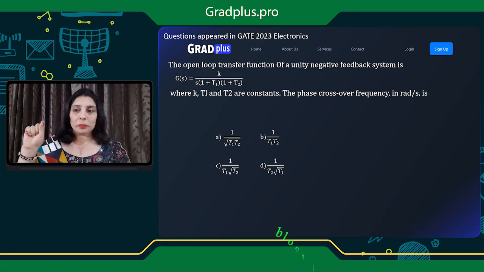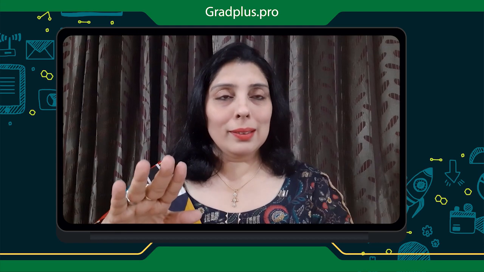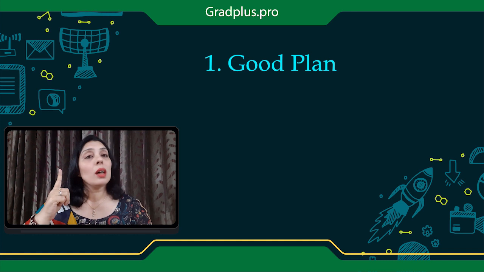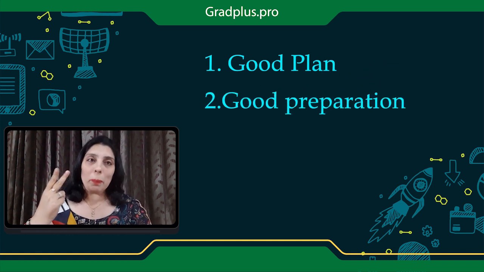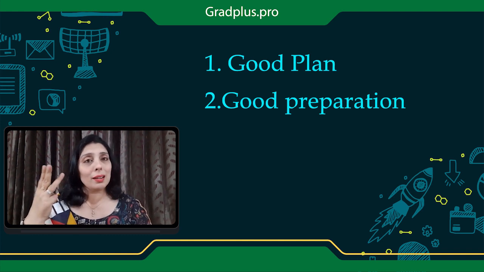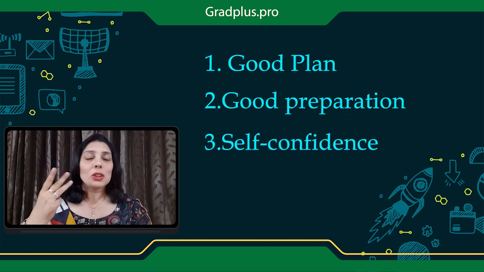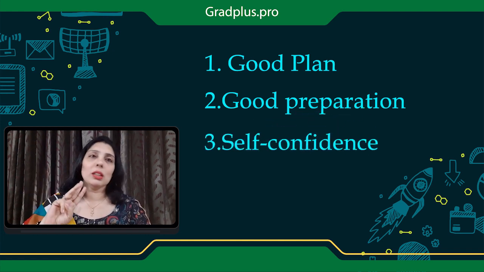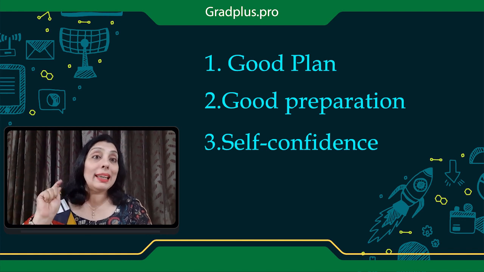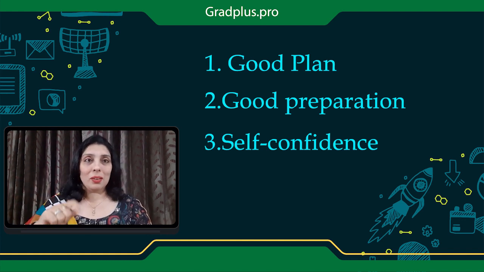Okay, so now let me put my words together, and here I will say that you need a 3-point strategy to prepare for control systems. First, you need a good plan to study your subject. Second, you need a good preparation. You need to have good study material, good lectures, everything. And third, you should have self-confidence. So if you have these 3 things with you, that means you are too good in your subject. You are the leader, you are the master of your subject, right?